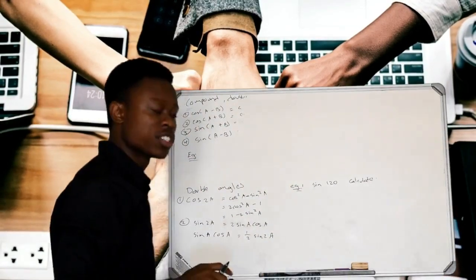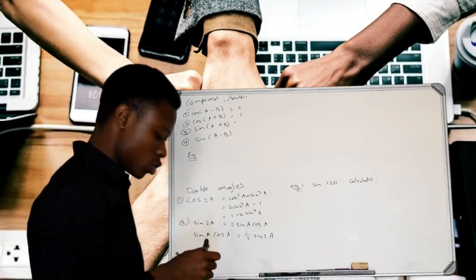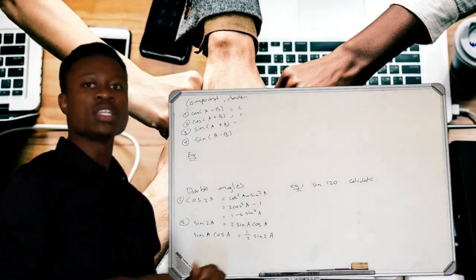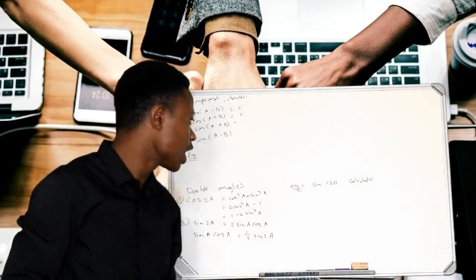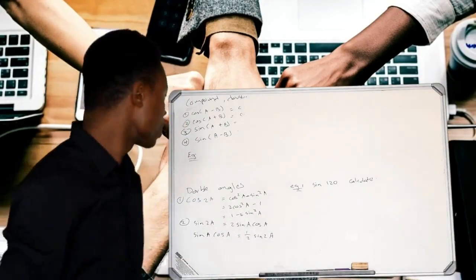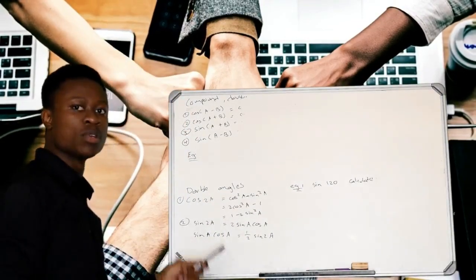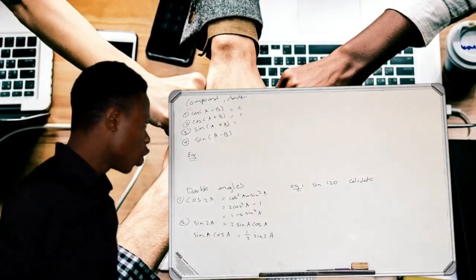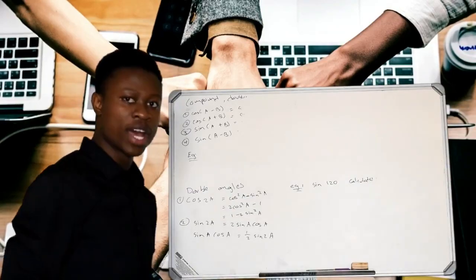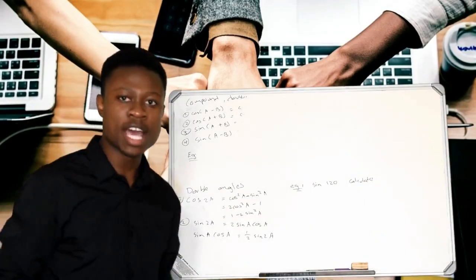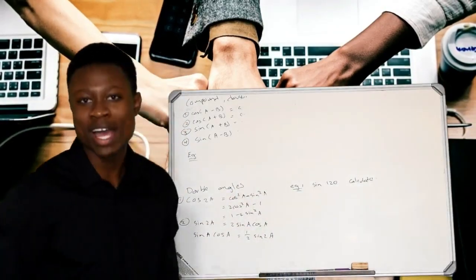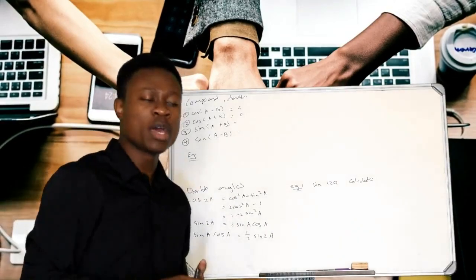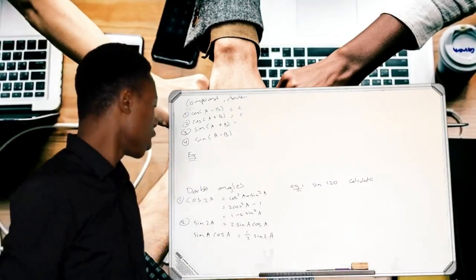So what do we do first? Since this is under double angles, hopefully you can already tell that you have to halve that, because we are dealing with double angles. What is double? Double is 2, that's why we have 2A. Since it's under double angles, you have to be aware of this in the exam paper, because you won't be told that it's a double angle. You should be able to interpret it on your own.